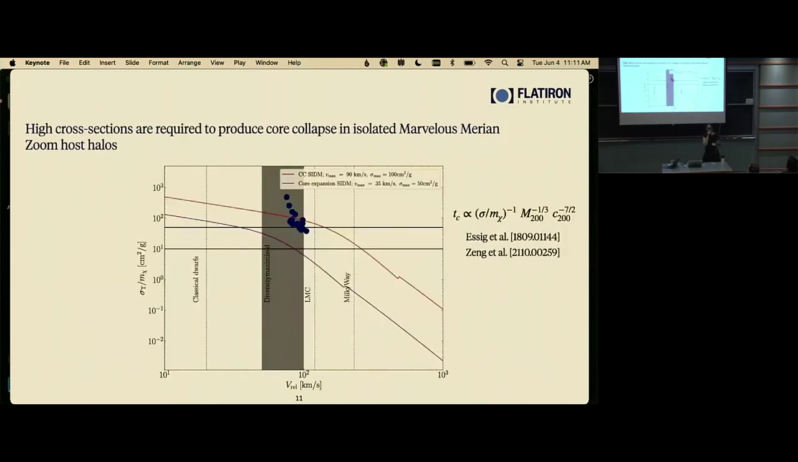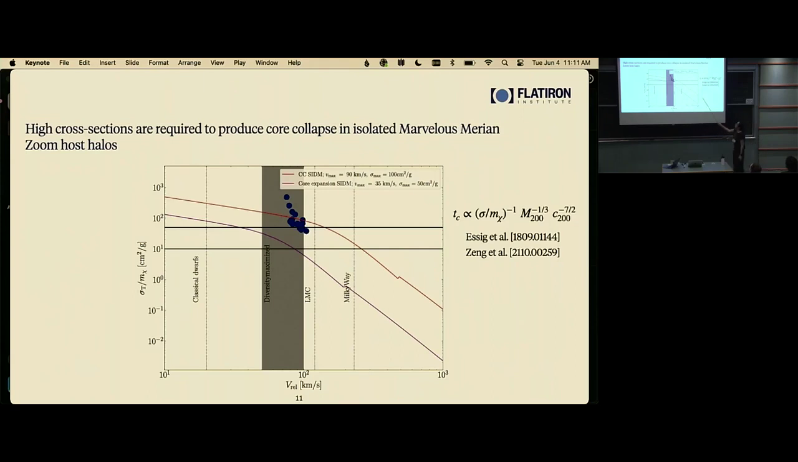Okay, so now for the SIDM case. So I said that I was going to consider two different suites. And so the way that I am going to present this is by looking at the cross-section as a function of velocity. So we're looking at velocity-dependent self-interacting dark matter with a Yukawa-like interaction.